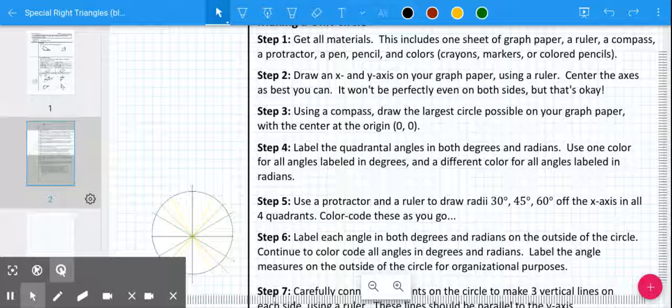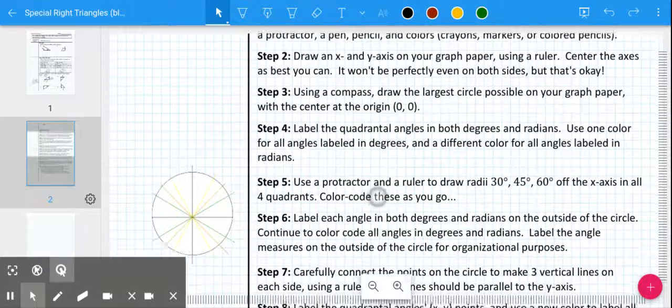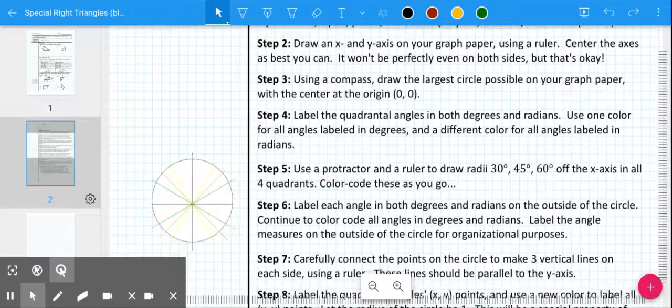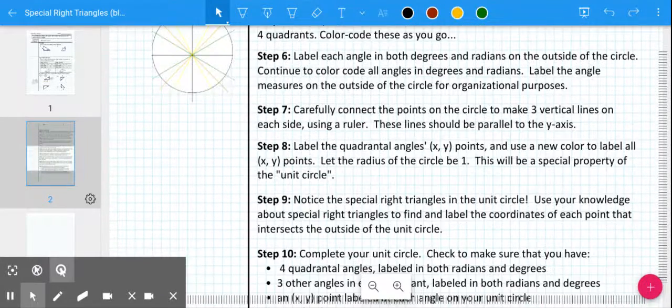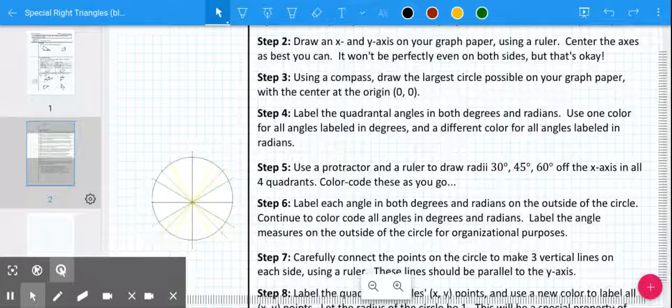Get out a ruler, and if you don't have a ruler, some type of straight edge. If you have a compass and a protractor, that would be ideal. Otherwise, you're not going to be able to make this perfectly, but we'll just have to kind of eyeball it this year. That's fine. And then you want colors. What you're going to do is follow these steps, step 2 through 10. And step 2 says, first, draw an XY axis centered as best you can.